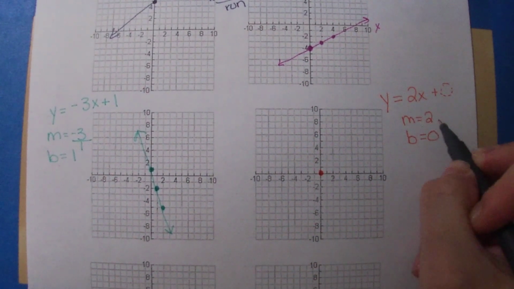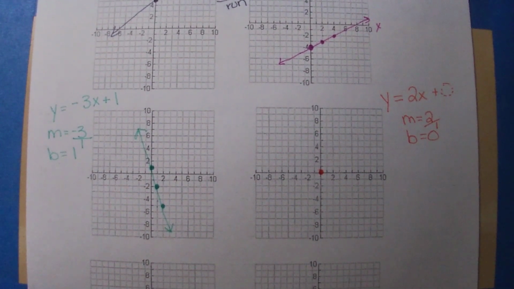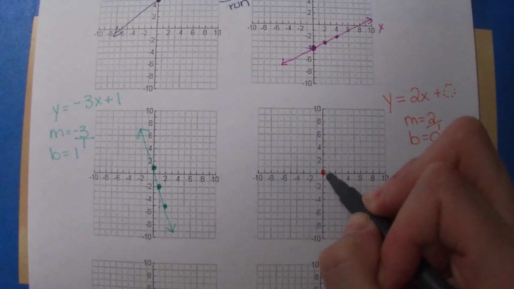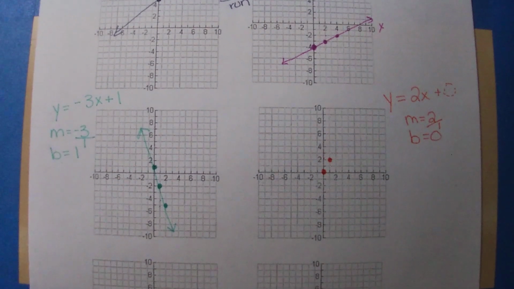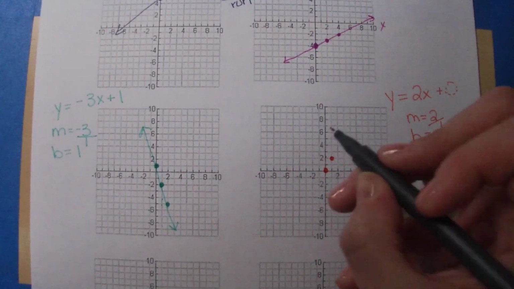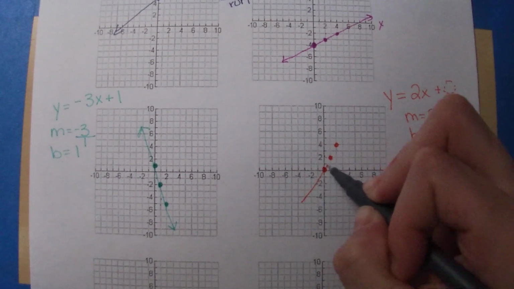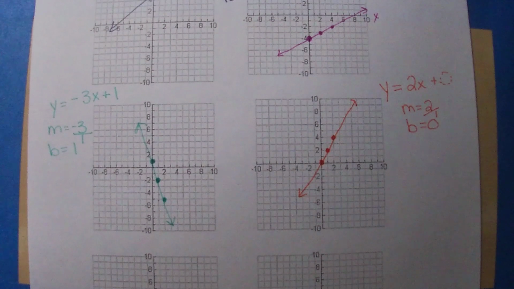Again, this 2 is not a fraction, so I'm going to make it a fraction by putting it over 1. So now I have 2 over 1. So from this point, I'm going to go up 2 over 1. Okay, I'm going to do that again. Up 2 over 1. And there is our line.